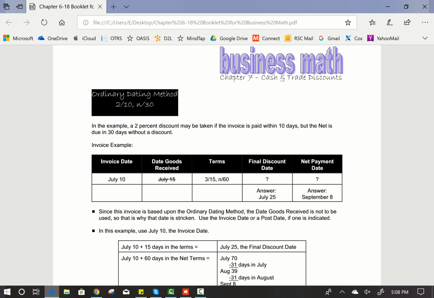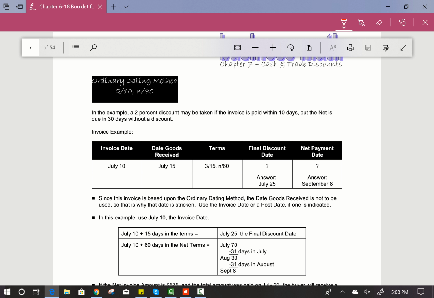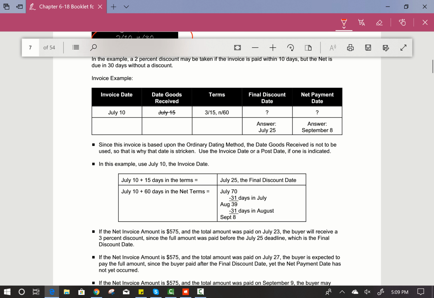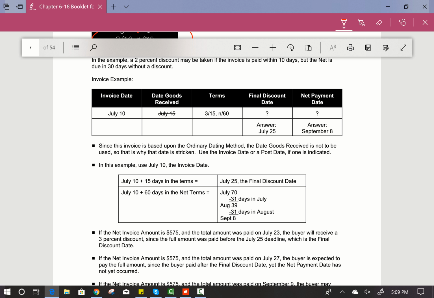This is Chapter 7, and we have 4 different types of dating methods that are on invoices. This first one is called the ordinary dating method. Just to illustrate it, we're taking a 2% discount within 10 days, but anything after that 10th day, 11 on, we're not going to give them any type of discount, but their net is due in 30, and if they don't pay within that 30-day period, then they're going to be subject to penalties. So here's just an example of what that particular invoice might have on it.